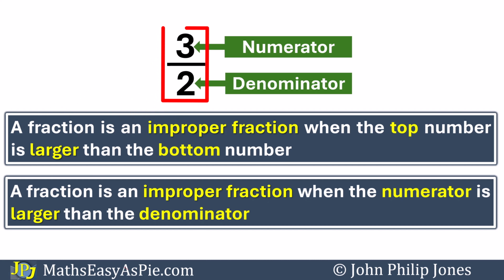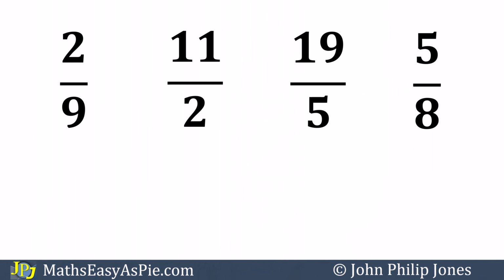If we look at this fraction, 3/2, we can see that the numerator is larger than the denominator. Consequently, 3/2 is an example of an improper fraction. Moving on to the next slide, we can see the fractions that were presented at the beginning of this video, where we were asked to decide whether they were improper fractions or not.